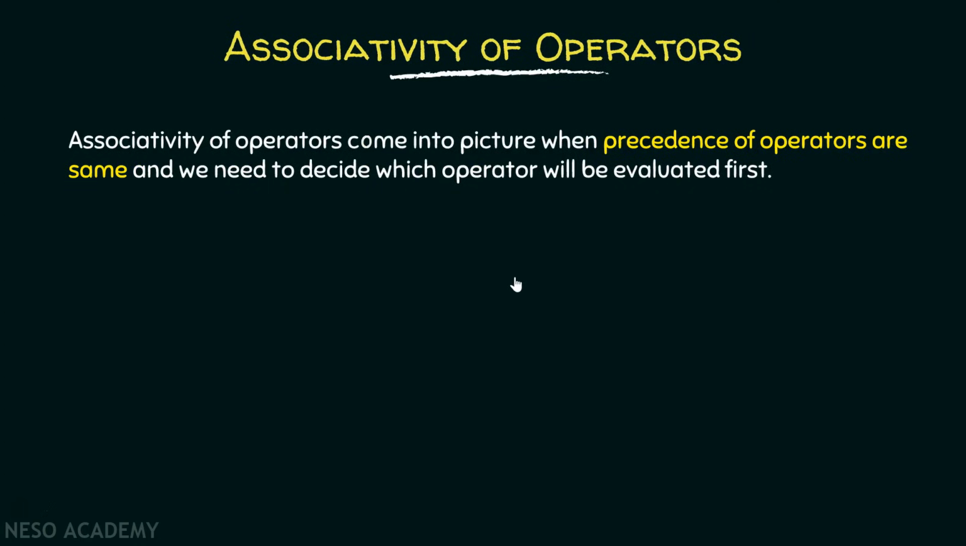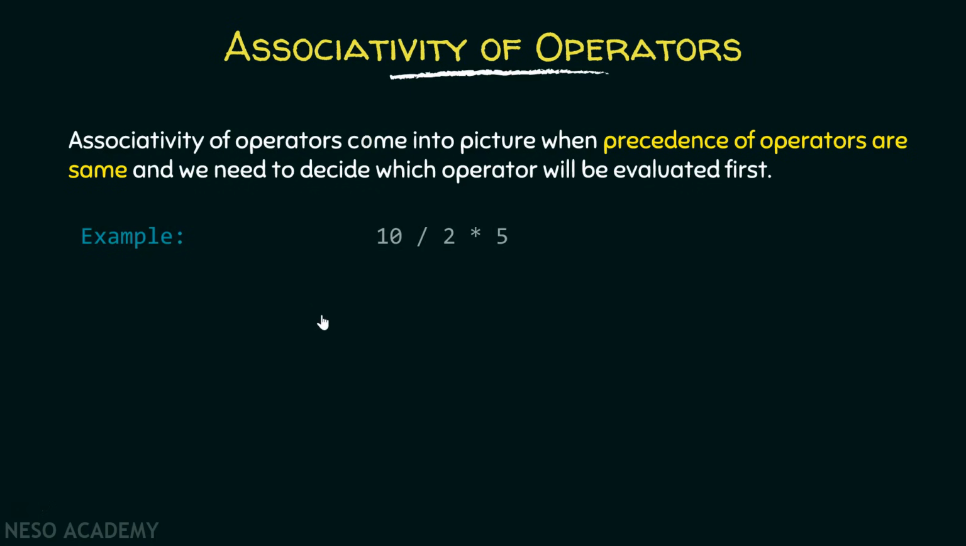Now what is associativity of operators? Associativity of operators comes into the picture when the precedence of operators is the same. Please note down, only when the precedence of operators is the same does associativity come into the picture. And we need to decide which operator will be evaluated first. Of course, this whole thing is done for the purpose of deciding which operator will be evaluated first.